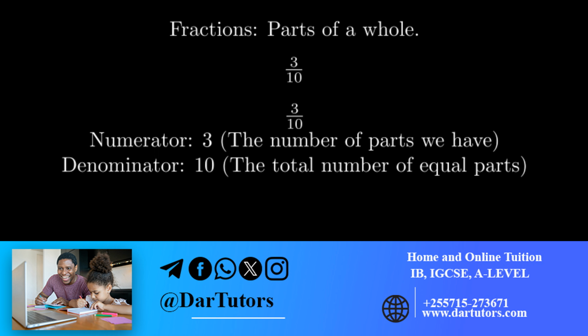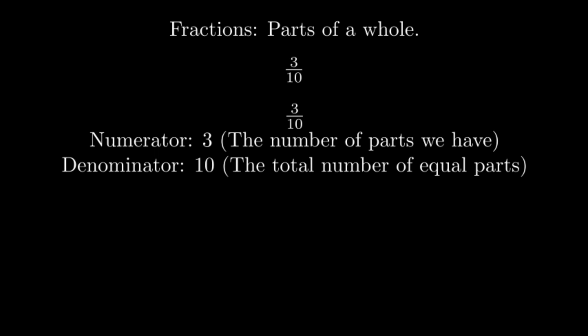In this fraction, the top number, 3, is called the numerator. It tells us how many parts we have. The bottom number, 10, is the denominator. It tells us how many equal parts the whole is divided into.